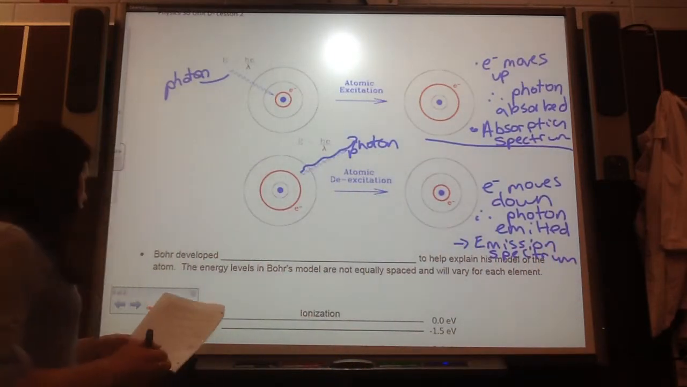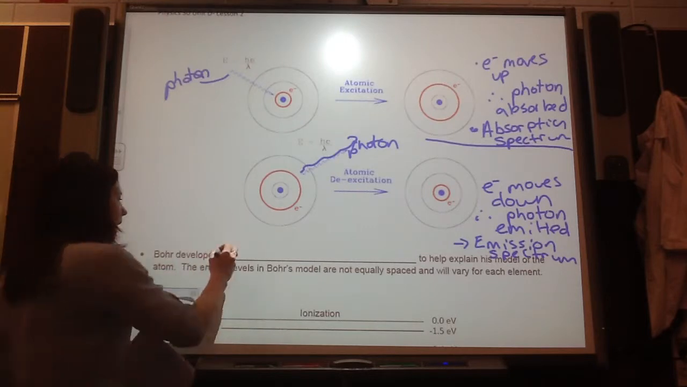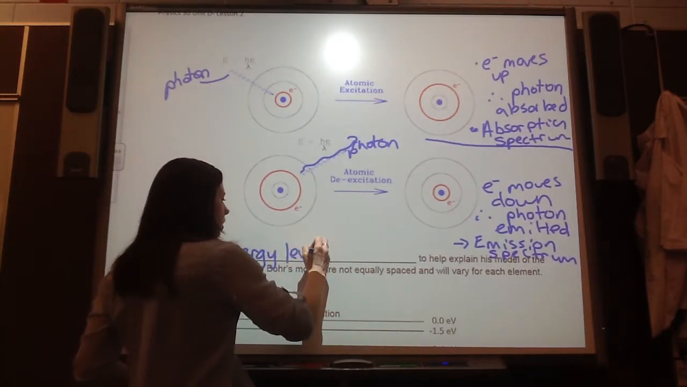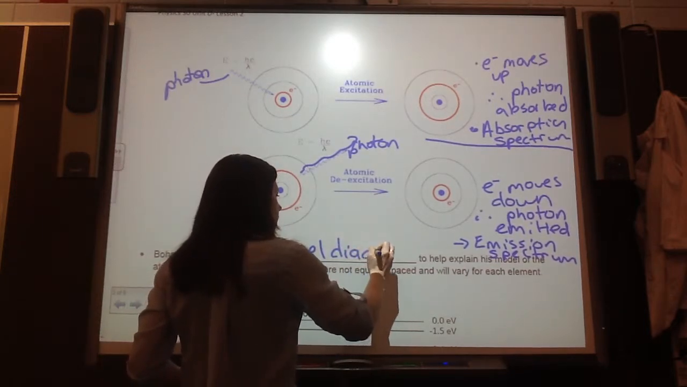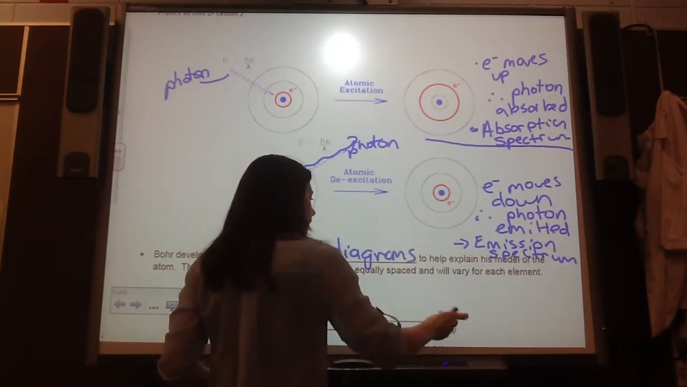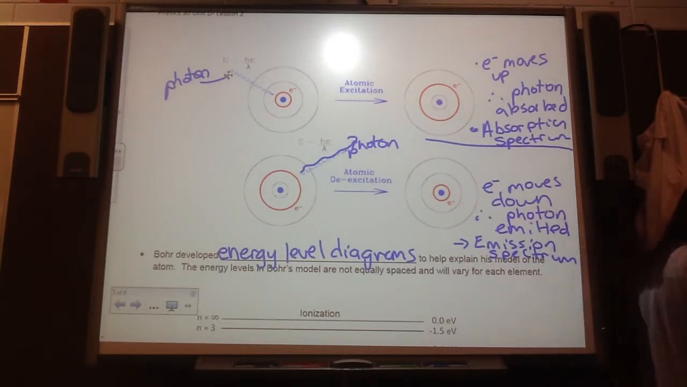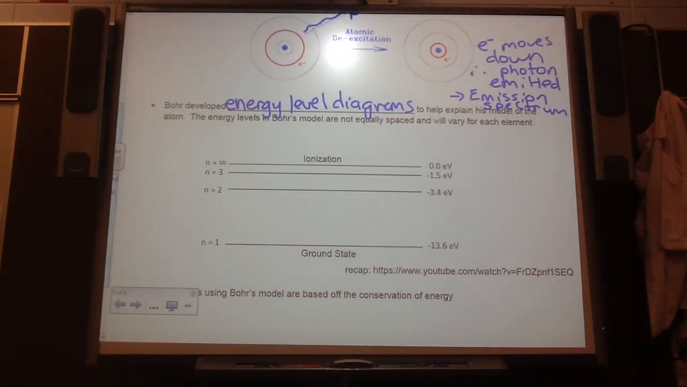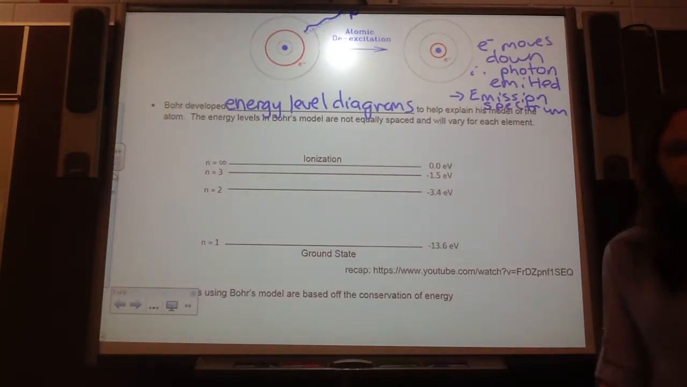Bohr developed energy level diagrams to help explain his model of the atom. The energy levels in Bohr's model are not equally spaced, and it will vary for each element. They're not equally spaced because it's kind of to scale of how much energy each has.